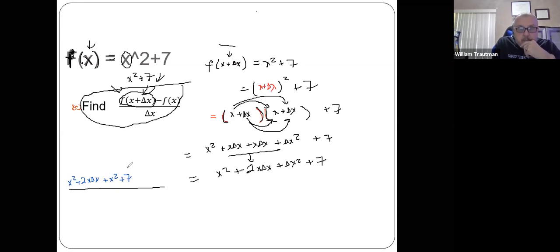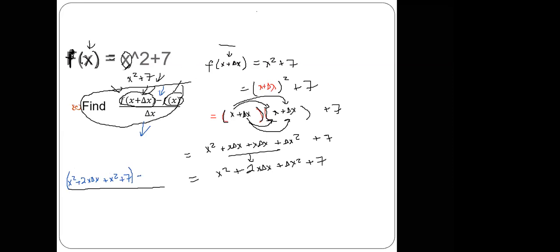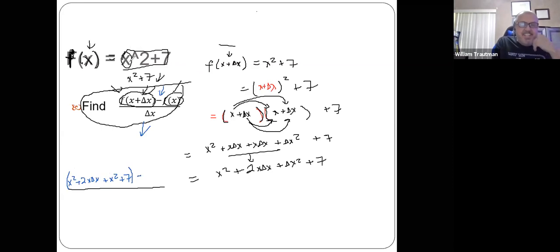Now, I'm going to put it in parentheses. And then we have a subtraction symbol. And now we want to find f of x. Can somebody tell me what f of x equals? X squared plus 7. Yes! I just want to make sure everybody understands. That is f of x. So I'm going to put over here in black x squared plus 7.